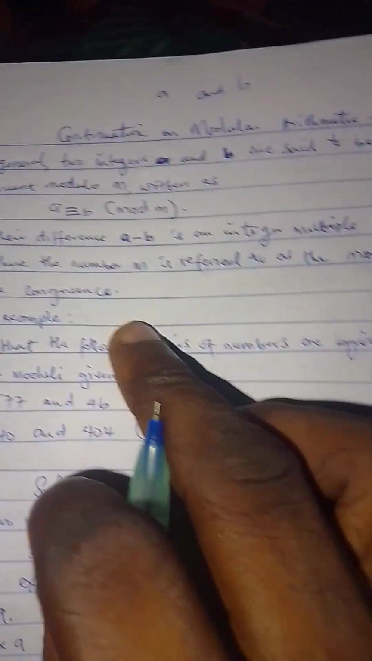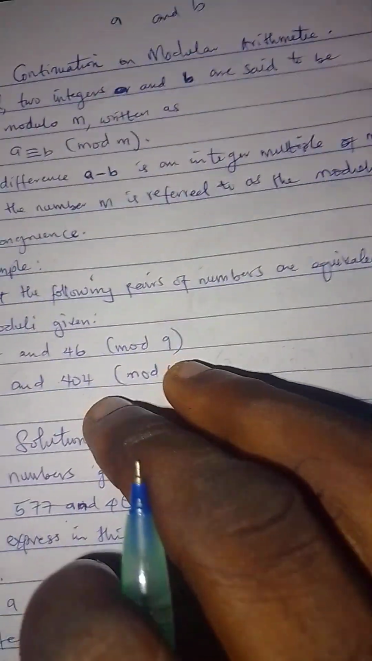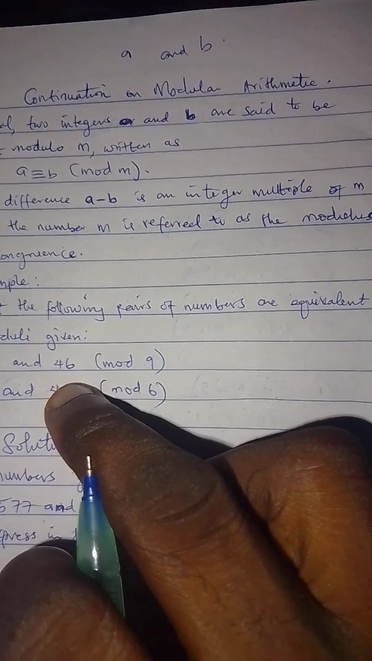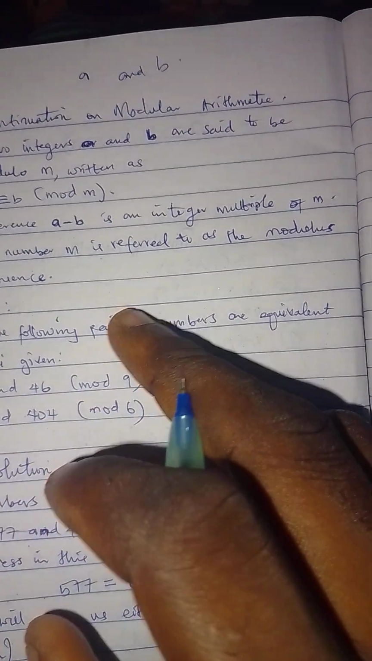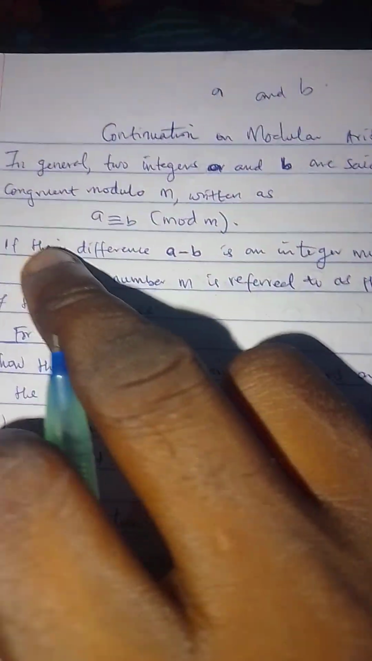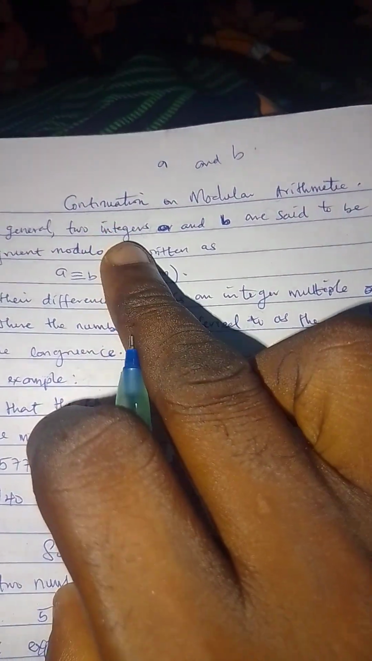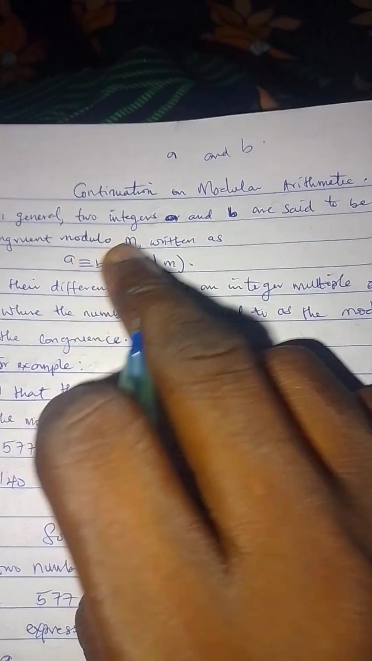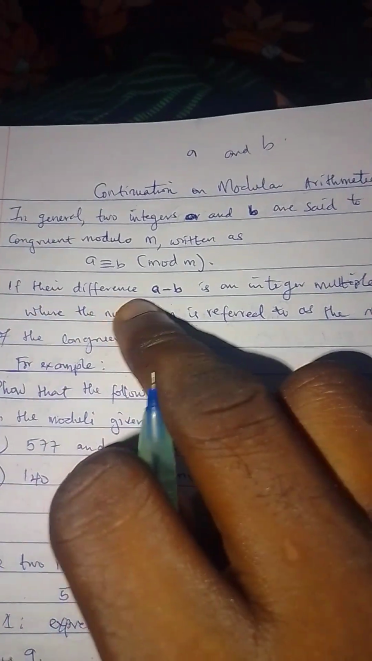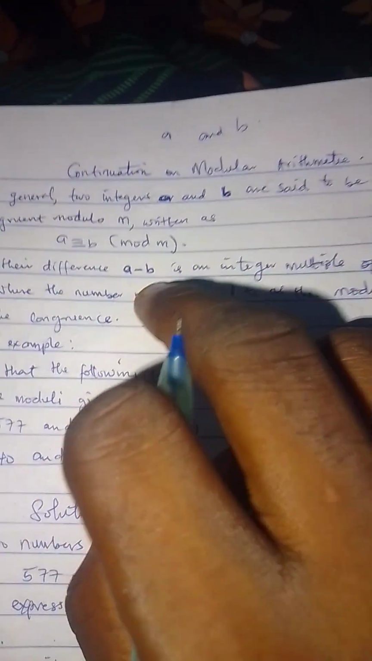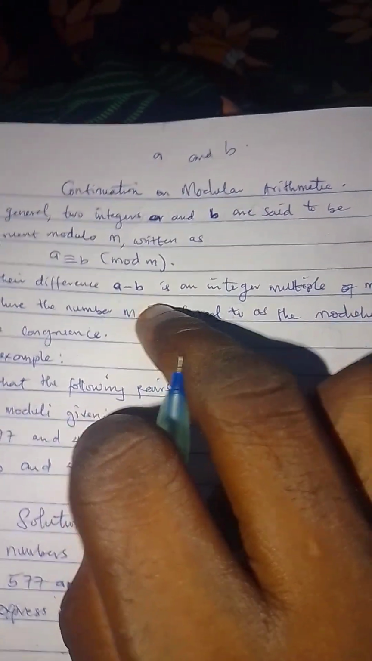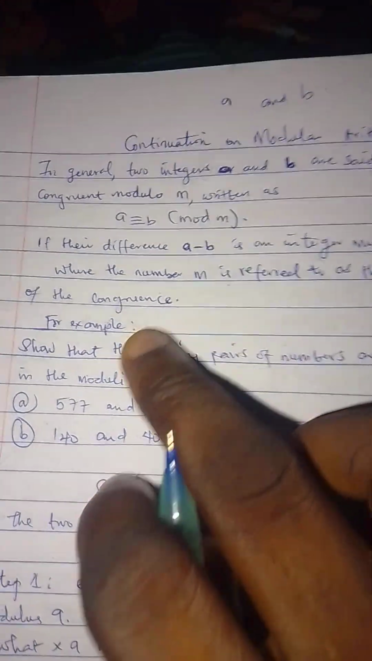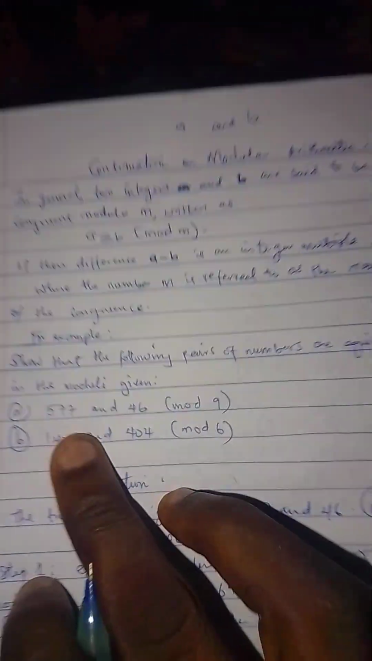I'm taking time to teach now, so that in my next video I can show you these two examples. Then I'll also do more worked examples, and then we proceed. So let's take it again for the sake of clarity. Two integers a and b are said to be congruent modulo m if their difference, a minus b, is an integer multiple of m, where m is the modulus of the congruence.